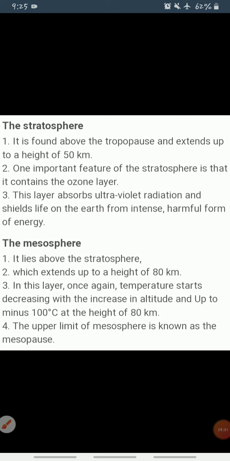It is found above the tropopause and extends up to a height of 50 kilometers. One important feature of the stratosphere is that it contains the ozone layer. The ozone layer is also an important component of the atmosphere, found between 10 to 50 kilometers above the Earth's surface, and acts as a filter and absorbs the ultraviolet rays radiating from the sun and prevents them from reaching the surface of the earth. So this layer absorbs ultraviolet rays.